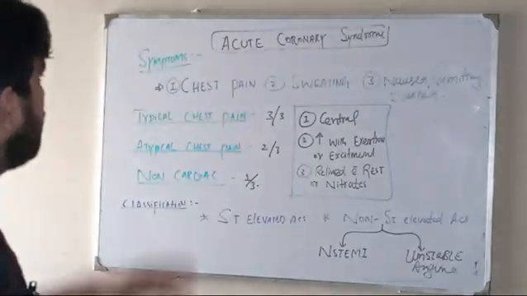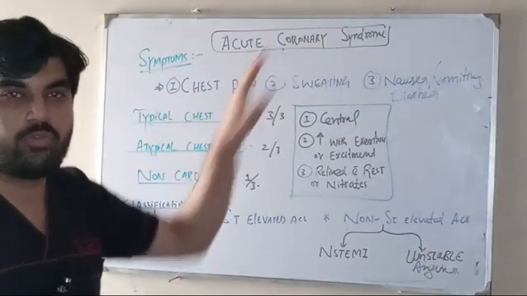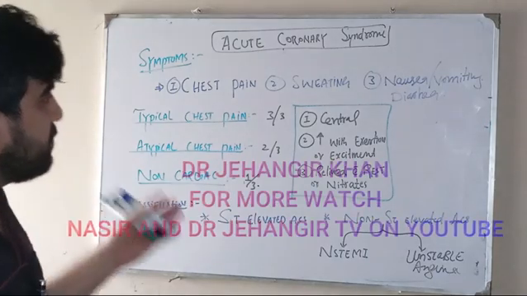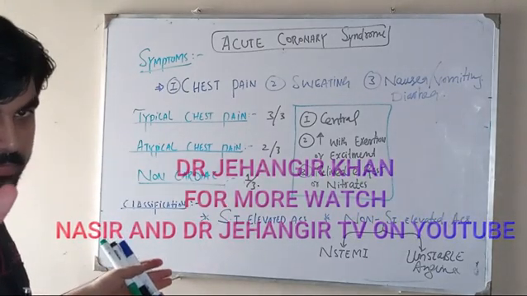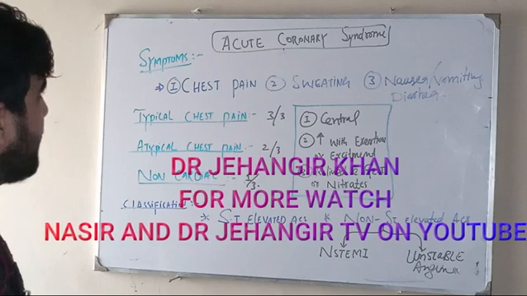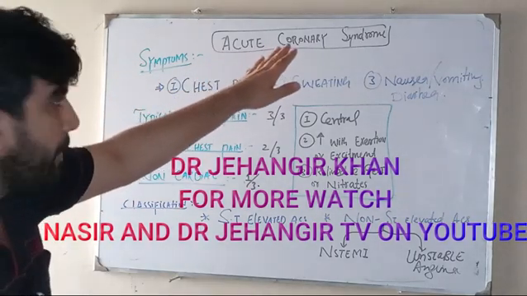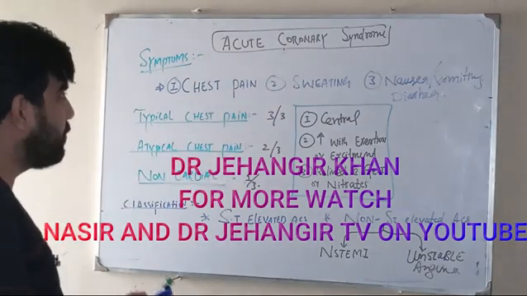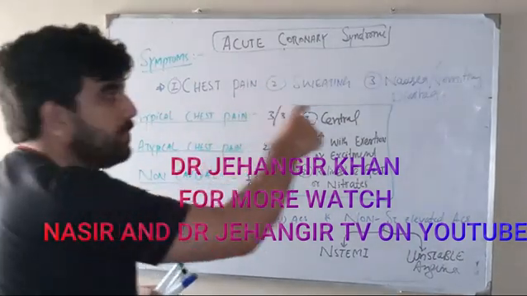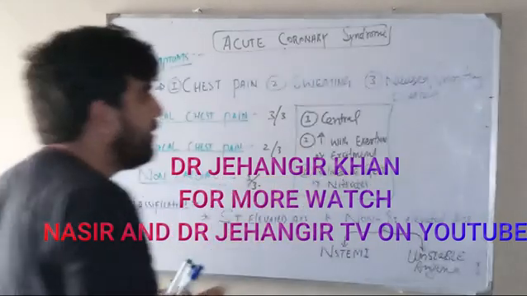So today I'm going to talk about acute coronary syndrome, and we must be clear regarding the terms. So what are the symptoms of acute coronary syndrome? One is the chest pain, the sweating, nausea, vomiting or diarrhea.